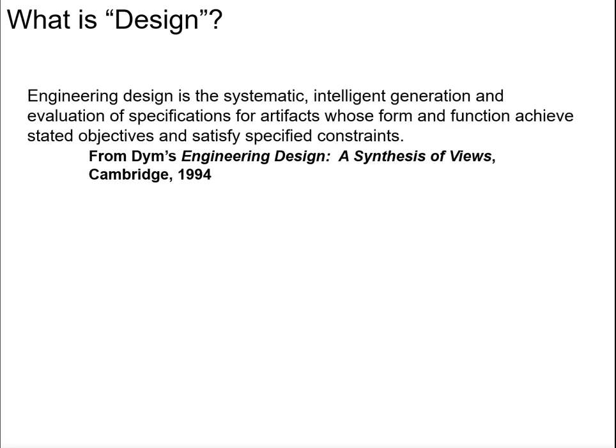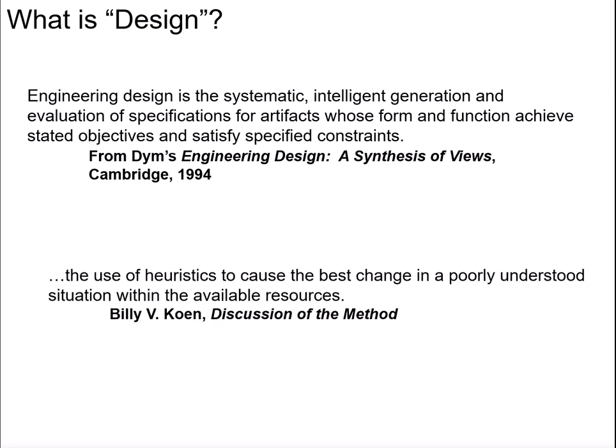Design, the other half of engineering design, is a systematic, intelligent generation and evaluation. Hell, I'm not going to read this. You can read it just as well as I can speak it. The key point is that it's a systematic process to specify things to achieve an objective. And we do this under constraints. So it really is about making things in the real world. A better way to put it is the use of heuristics to cause the best change in a poorly understood situation within the available resources. Heuristics are guidelines or rules of thumb. And so design is a process we use when we want to make a change in the world but don't have godlike powers.